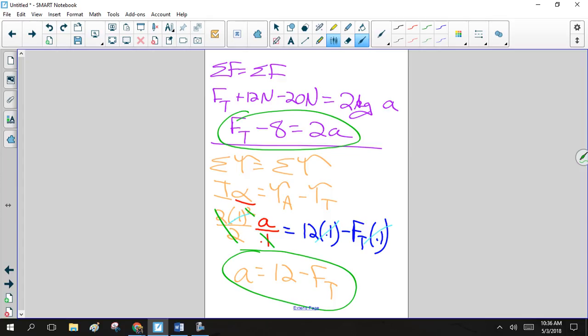All right, so this is a really good problem-solving strategy, you guys. Anytime you're looking for the acceleration of a thing that is moving and rolling, two equations. Net force equals net force, net torque equals net torque. Cool? Any problems? All right.